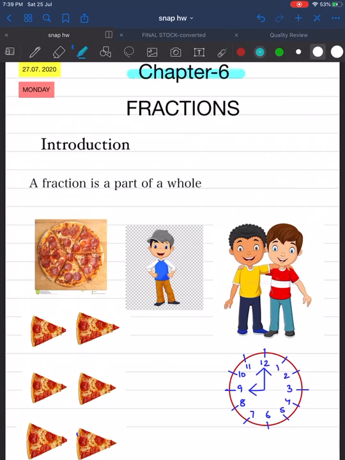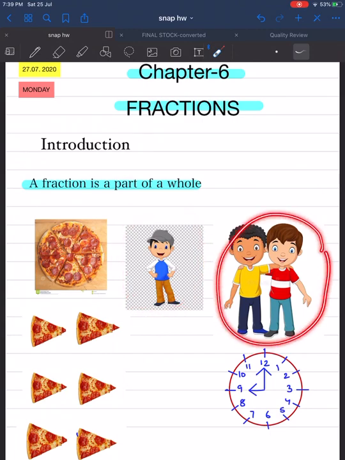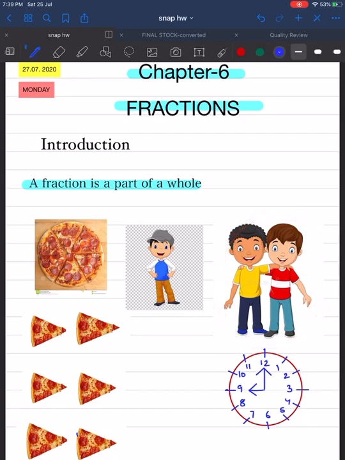Children, today we are going to do chapter 6, fractions. A fraction is a part of a whole. Let's understand this. Vinay ordered a pizza and he was about to eat when two of his friends came. Now, it doesn't have to be a battle about who got more.